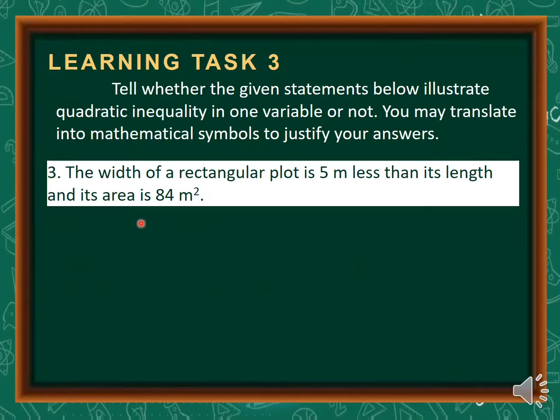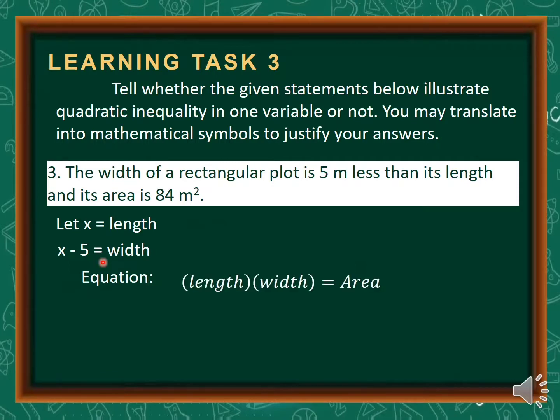So, in translating it into mathematical symbols, ang hinahanap or the unknown would be, okay, that is the length. Kasi ang width daw ay 5 meters less than its length. So, meaning x would be our length. Now, the width is x minus 5 since the width is 5 less than the length. So x minus 5 is equal to width. And our equation will be, again, we will apply length times width is equal to area. Ang length natin is x times the width, which is x minus 5 is equal to 84. Sabi dyan, no?